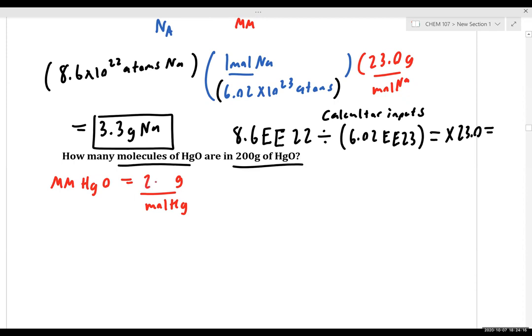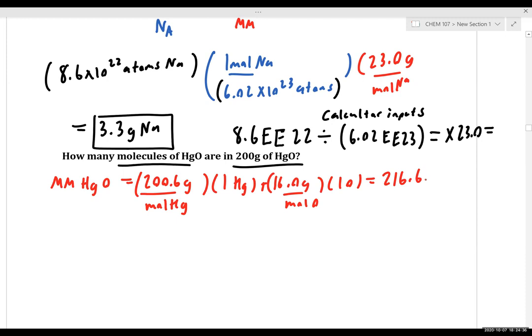200.6. Perfect, perfect. So we have 200.6 grams per mole of mercury, and we have 1 mercury atom. And then for oxygen, it's 16.0 gram per mole of oxygen, and we have 1 oxygen atom. That gives us 216.6 grams per mole of mercury oxide.